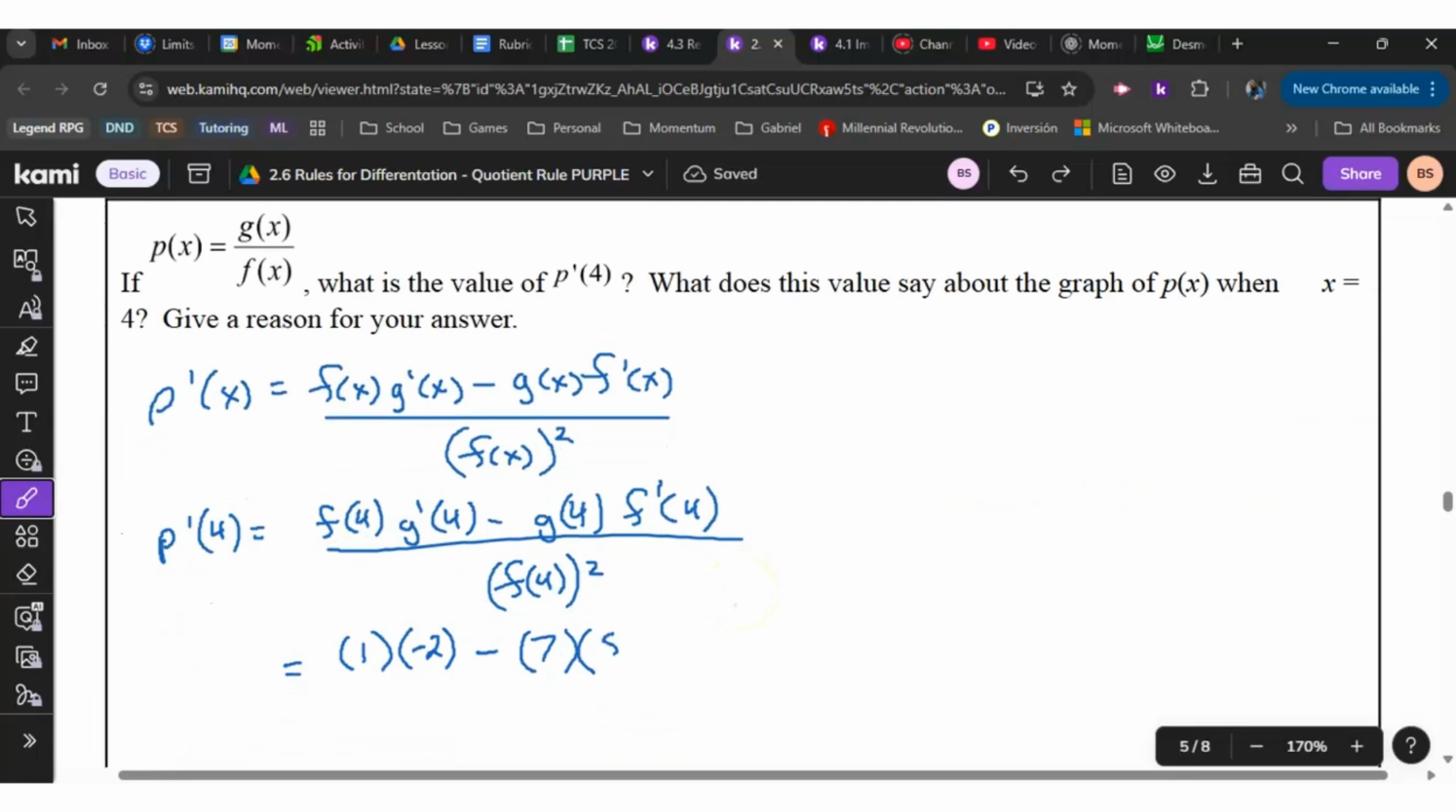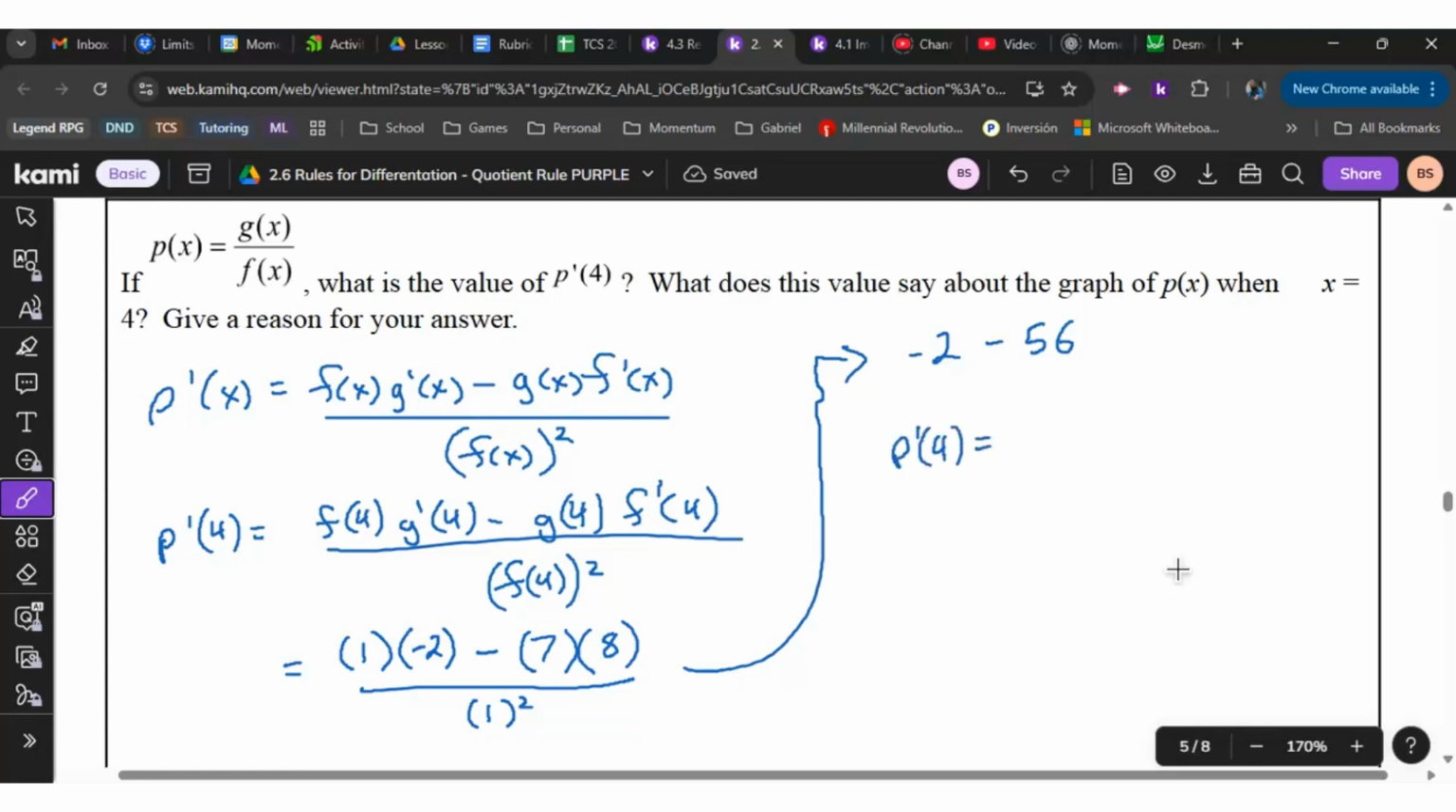So I put 8. We already did F of 4, it was 1, so it's over 1 squared. All right, 1 times negative 2, negative 2. 7 times 8, 56. Over 1 squared, well, that's just over 1. We don't need to bother. And so in the end, P prime of 4 is equal to negative 2 minus 56, or negative 58.